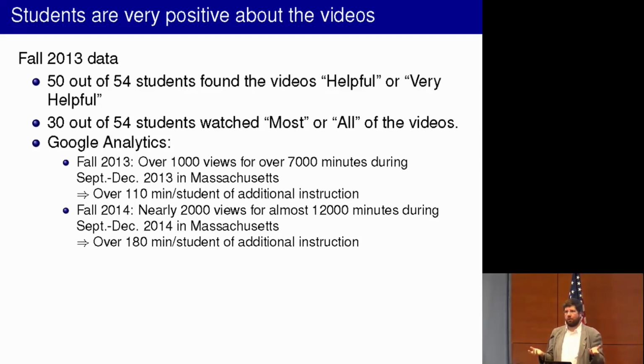And the great thing is Google Analytics can give you a peek at this. You can't say, show me all the UMass students' viewing habits. But I figured a good proxy was to say, show me all the views during the semester from Massachusetts, which would give me a good sense. I had over 1,000 views for over 7,000 minutes the first time I did it. So that averages out to about 110 minutes per student of additional instruction. That's almost another week of class in terms of interaction with them.